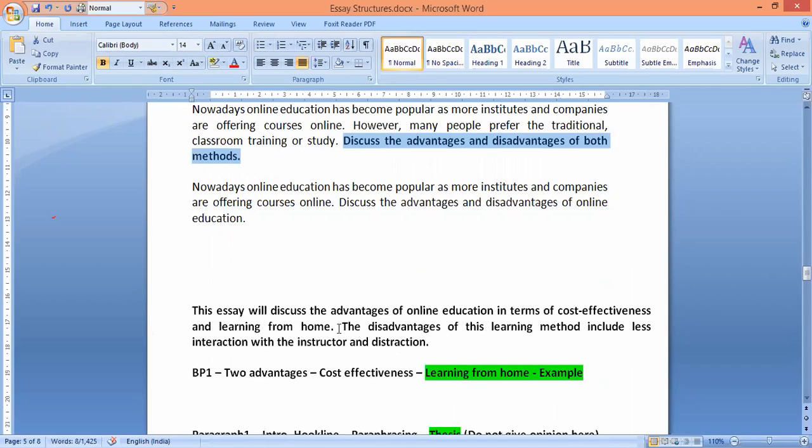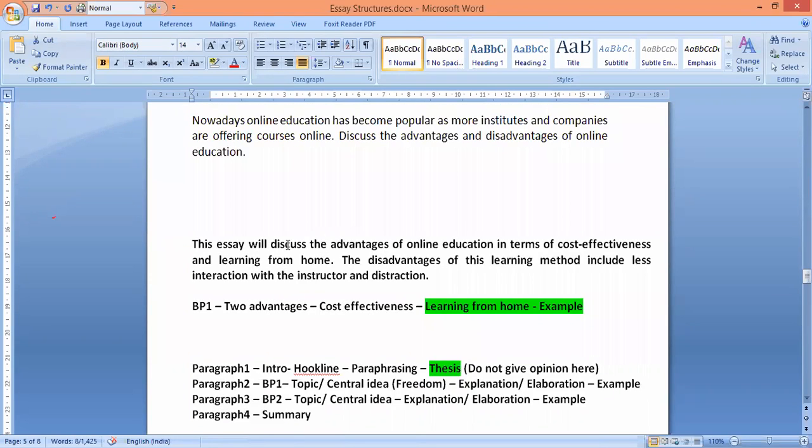Your voice is cutting sometimes. Okay. What I am trying to say, thesis is the answer for the instruction statement. For example, they asked to discuss the advantages and disadvantages of methods, and I am writing that the essay will discuss this and this.